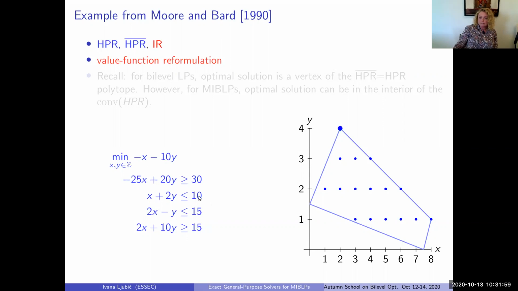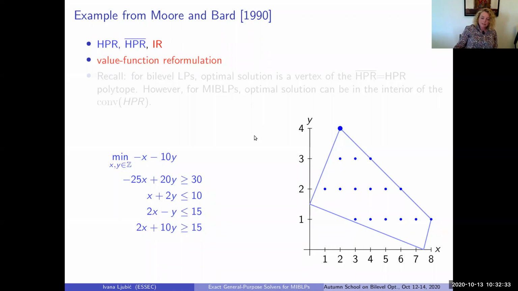So if we do that, the blue lines here show the constraints of the follower. And now if you go and maximize x plus 10y on this problem, the optimal solution that you will get will have the coordinates 2 and 4. So this is this point here. Accidentally, in this particular case, the optimal solution of the high point relaxation will be also the same point.